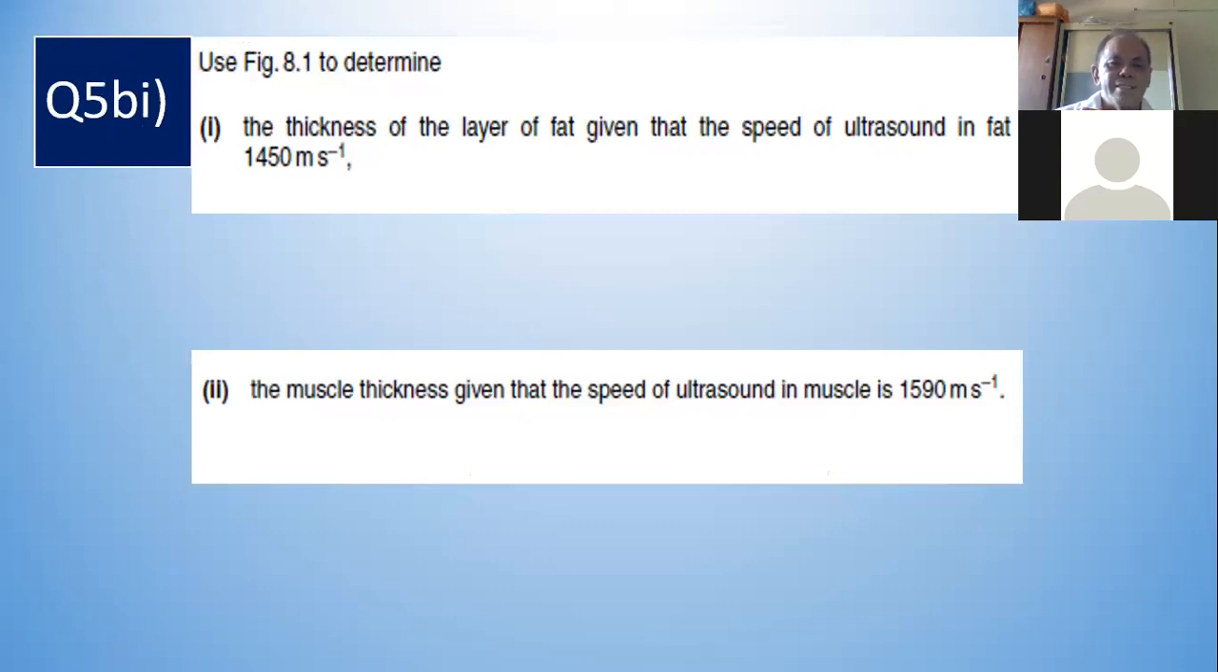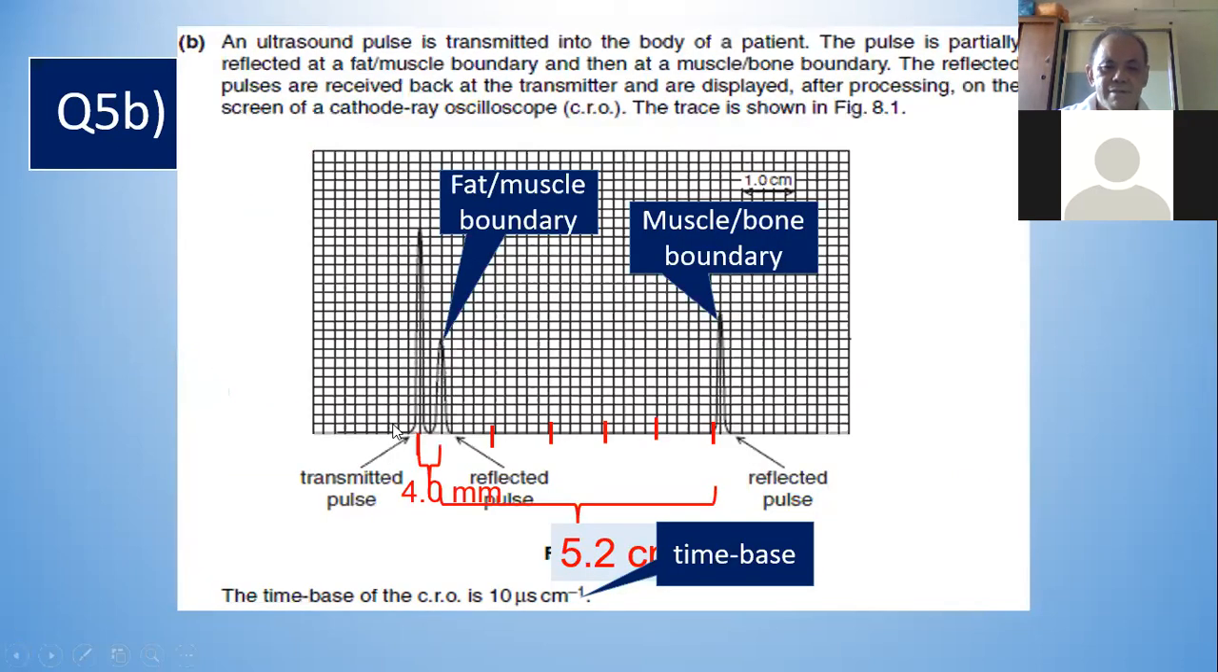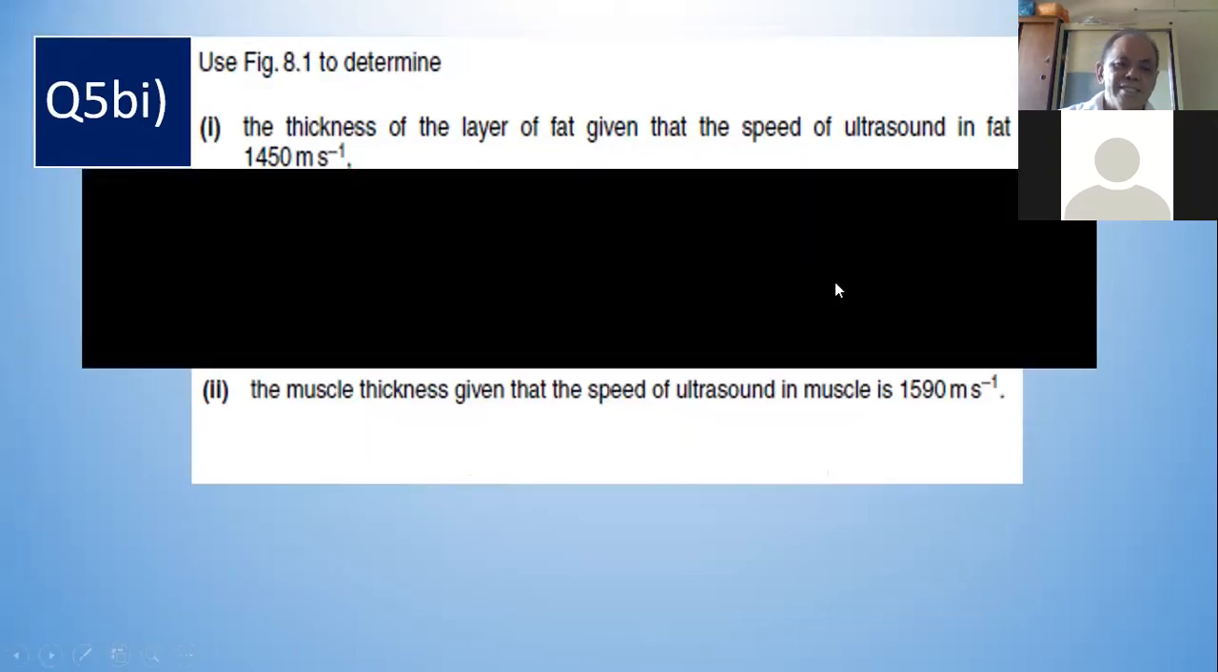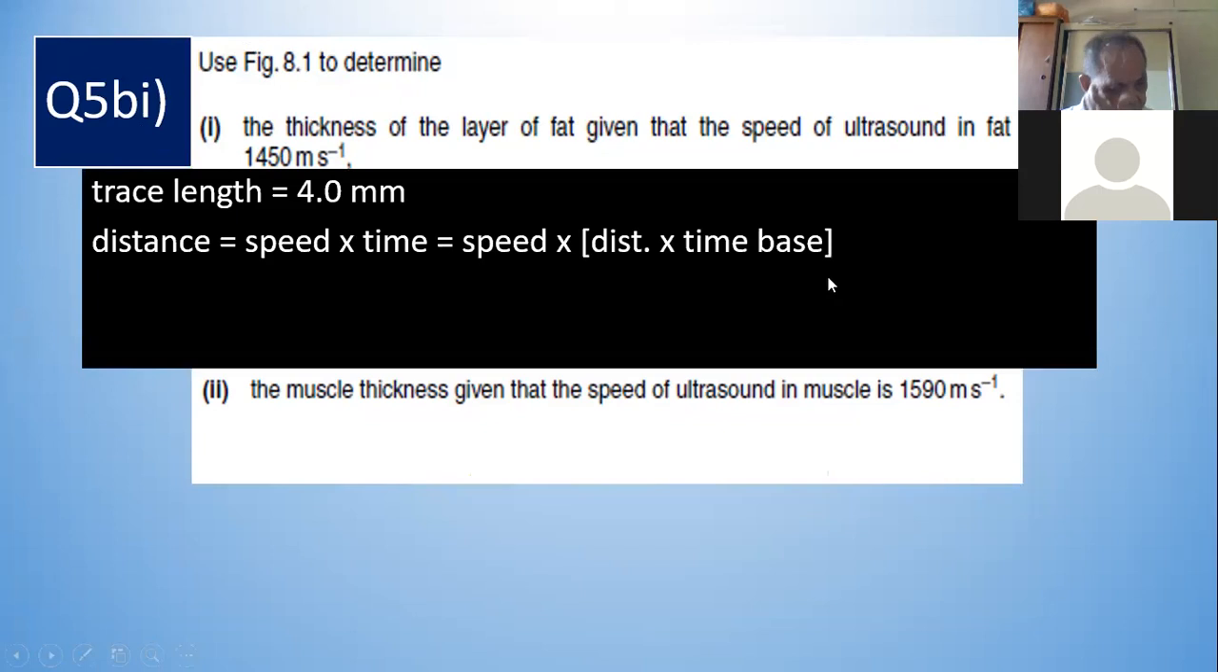Okay. Determine the thickness of the layer of fat given the speed of ultrasound. So go back to the picture there. There's the layer of fat there. That time there will give us the thickness. So it's 4 cm. So trace length is 4 millimeter. Distance, remember the distance is to and fro. The pulse goes from the surface to the fat, is reflected back at the boundary and goes to the surface. So that is double the distance.